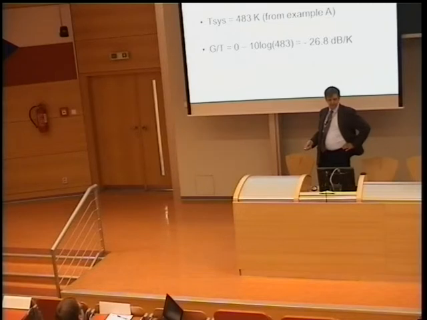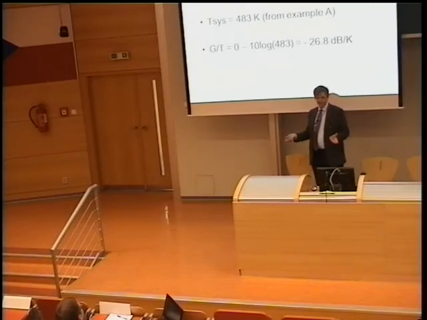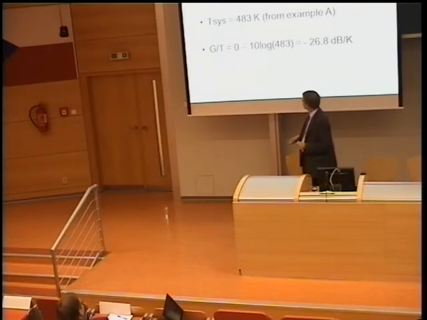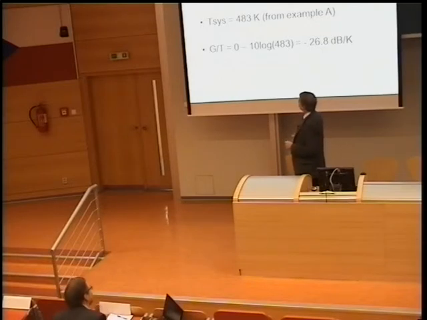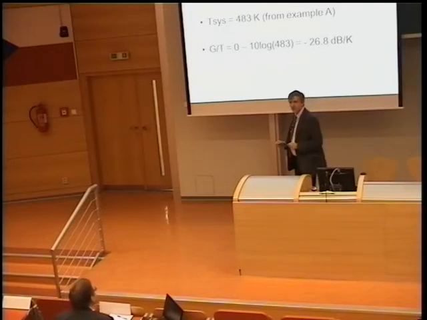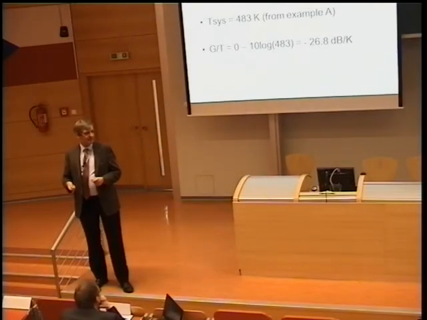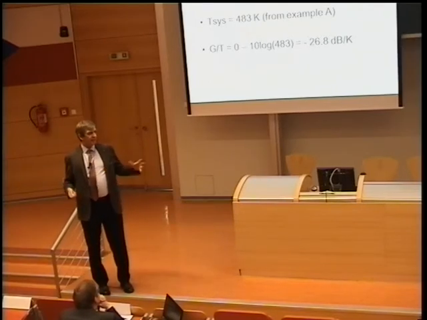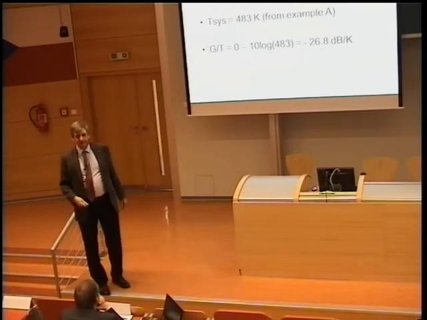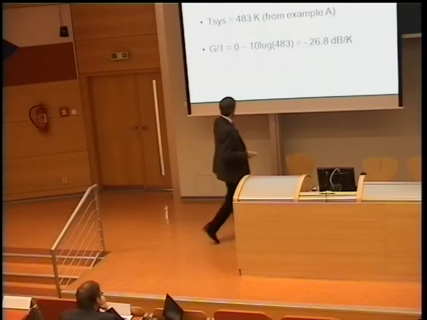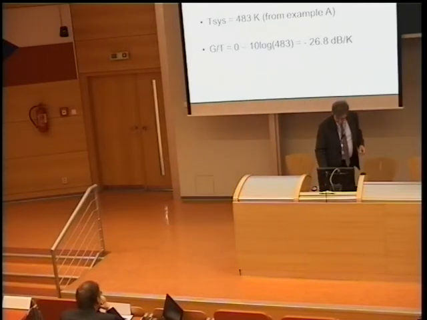So here now just an example. Let's assume we have an omnidirectional antenna, 0 dB gain, on the spacecraft, our system temperature from the previous example, 483 Kelvin. So then the figure of merit would be 0 minus 10 log 483, which is minus 26.8 dB per Kelvin. So here I've assumed a very small satellite with an omnidirectional antenna. Just in comparison, a modern telecommunications geo satellite has some +4, +10 dB per Kelvin gain because of quite high gain antennas on board. But here we have practically no antenna gain.